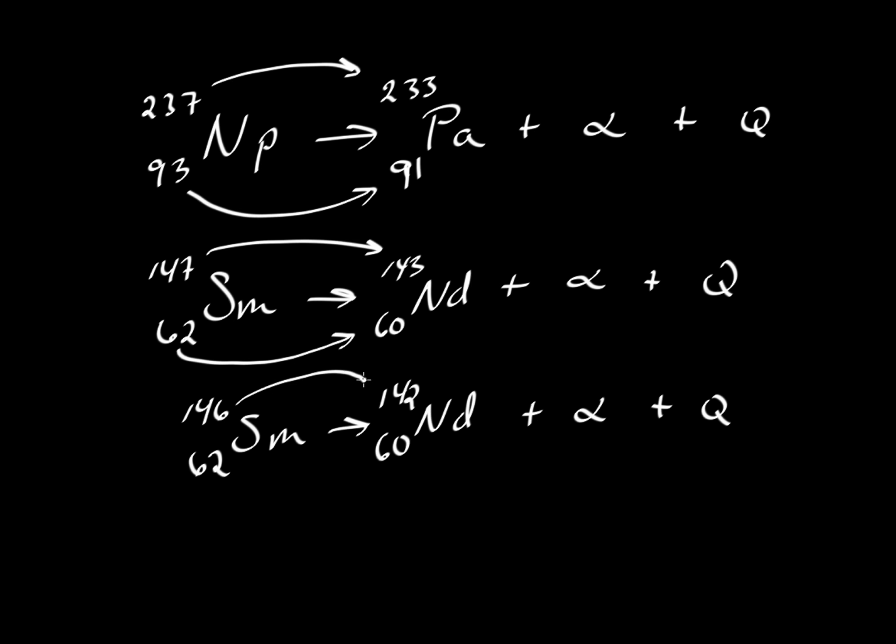Again, we're losing 4 particles total from the nucleus. 2 of them are protons, so that goes down by 2. So these are examples of alpha decay. We'll take a look at other examples of alpha decay or combinations of alpha decay in another video.